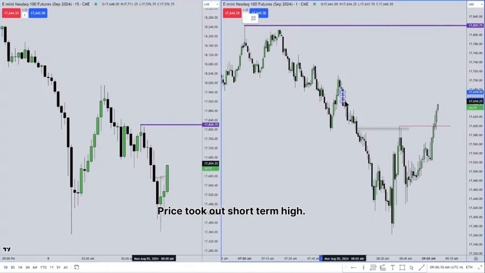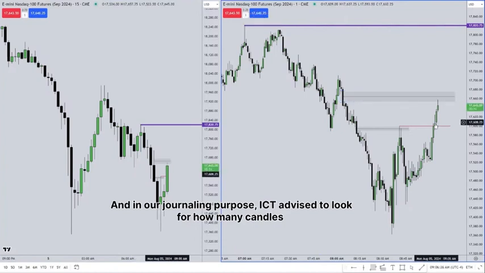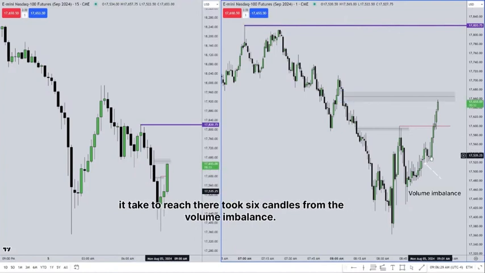Price took out the short-term high. Then where will it be reaching now? We have another inefficiency here. And for journaling purposes, ICT advised to look for how many candles it takes to reach there. It took 6 candles from the volume imbalance.